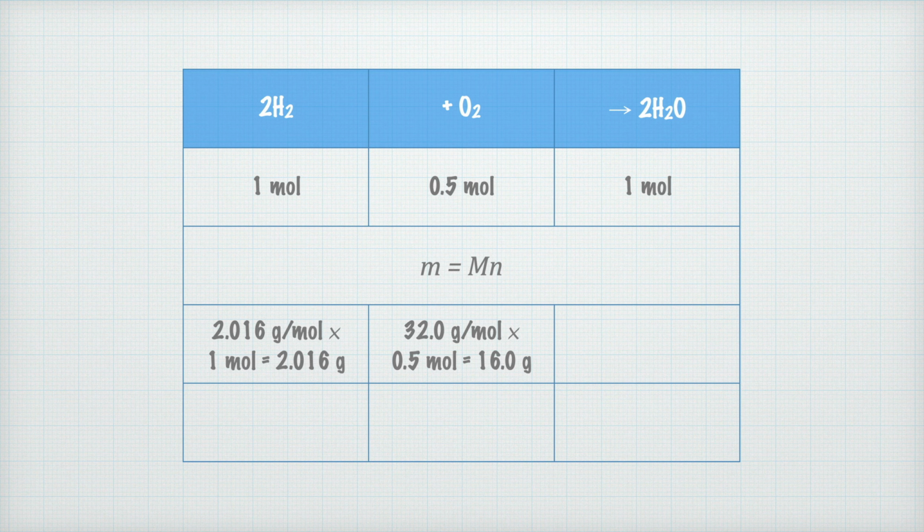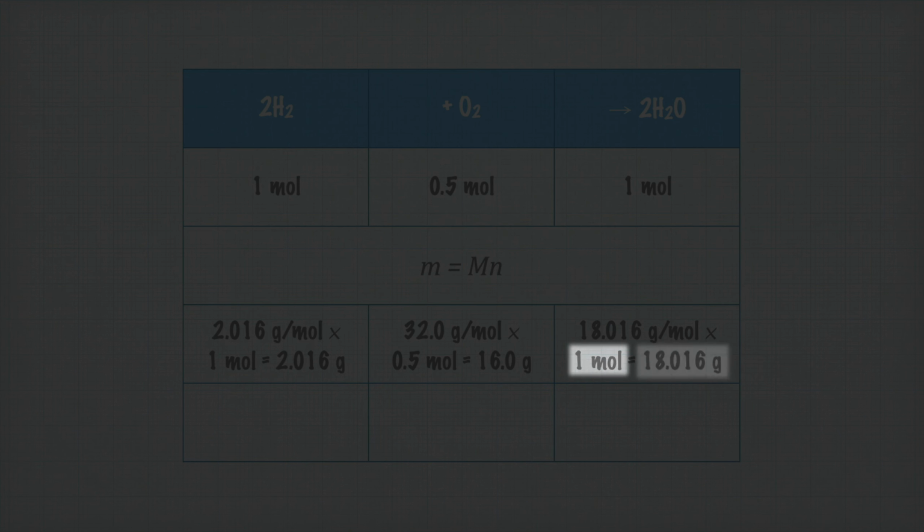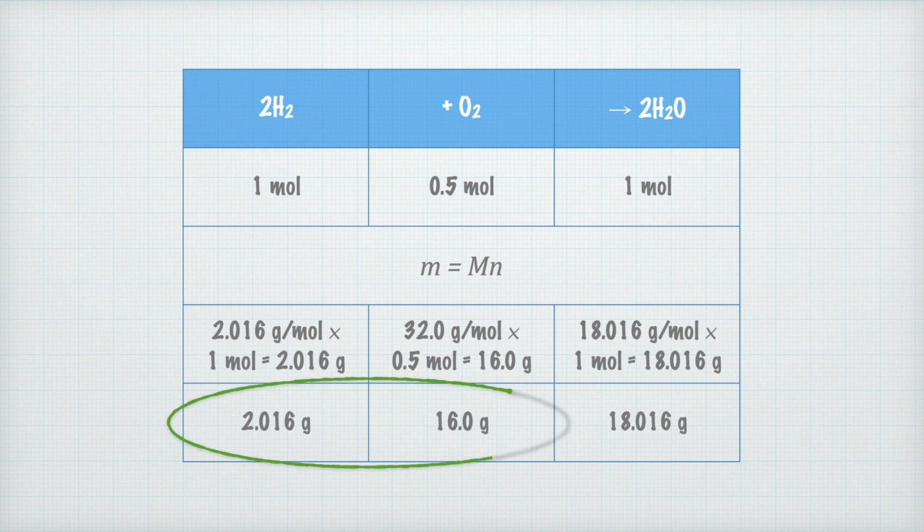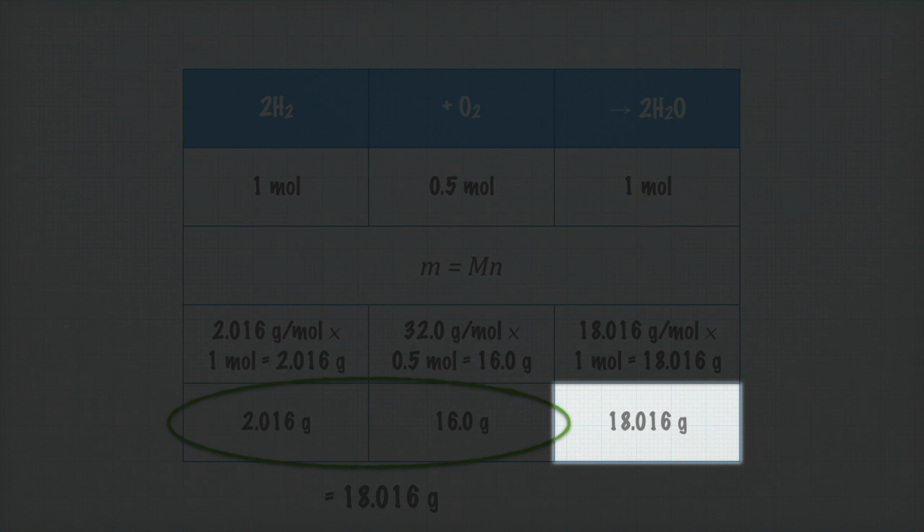Now, let's also look at how much 1 mole of water weighs. I can calculate that the molar mass of water is 18.016 grams per mole. And if we have exactly 1 mole of that, it weighs 18.016 grams. Let's fill in the masses down here in the table. Can you now see that the mass of the reactants is equal to 18.016 grams, exactly as much as the mass of the product, water?